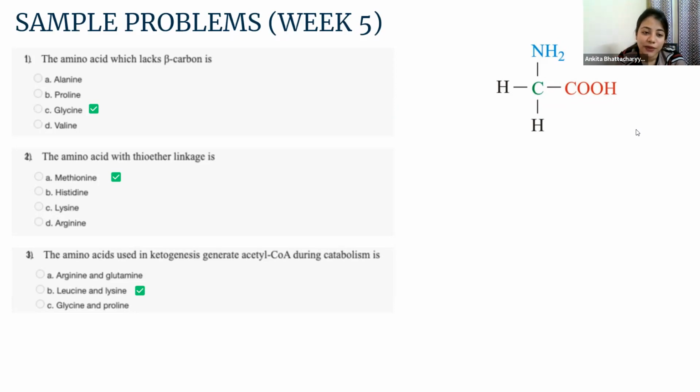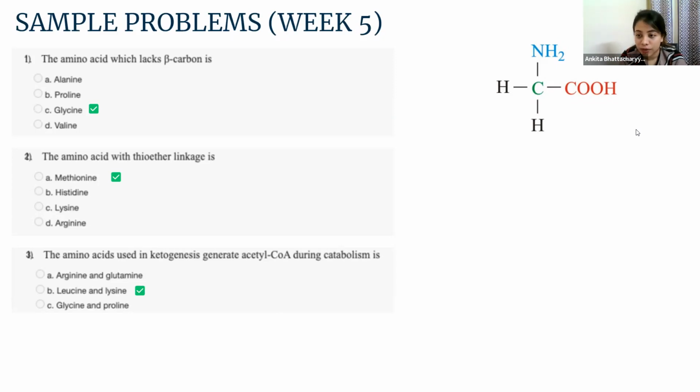Then comes the amino acid with a thioether linkage. The answer to that is methionine, the only amino acid that has an ether linkage, because it has an S-CH3 group through which it has a thioether linkage basically. Among methionine, histidine, lysine, and arginine, methionine is the correct answer. Then we have the amino acids that are used in ketogenesis to generate acetyl coenzyme A during catabolism.